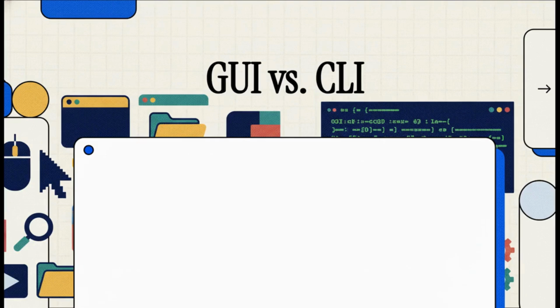Hey, have you ever stopped to think about how you actually talk to your computer? Every single time you use your phone, your laptop, or even your TV, you're having a conversation. So today, we're going to break down the two main languages we use to communicate with our machines.